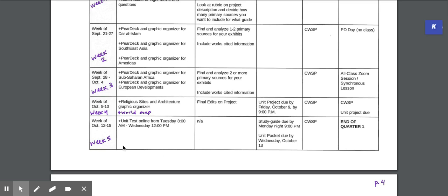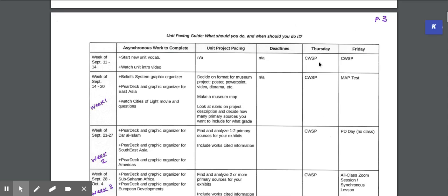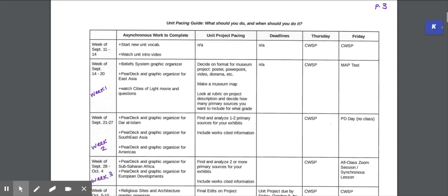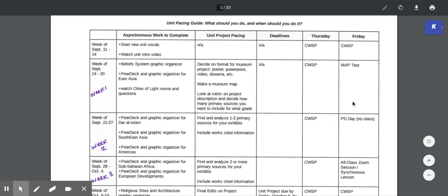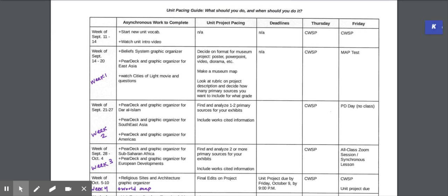That week 5, we will have that unit test, the due date for the study guide, and the due date for your packet. If you look over here, I did include Thursday and Friday dates on our pacing guide because Thursday is your corporate work study days, and Fridays, this unit will actually mostly be absent.